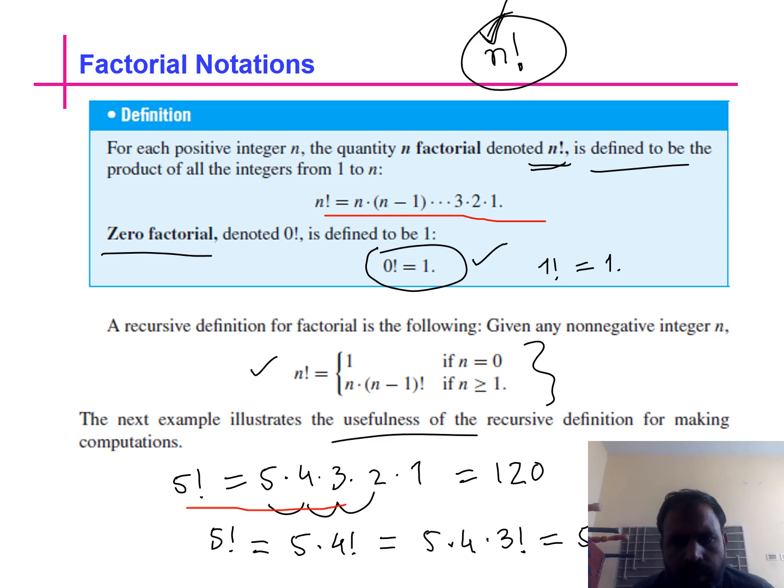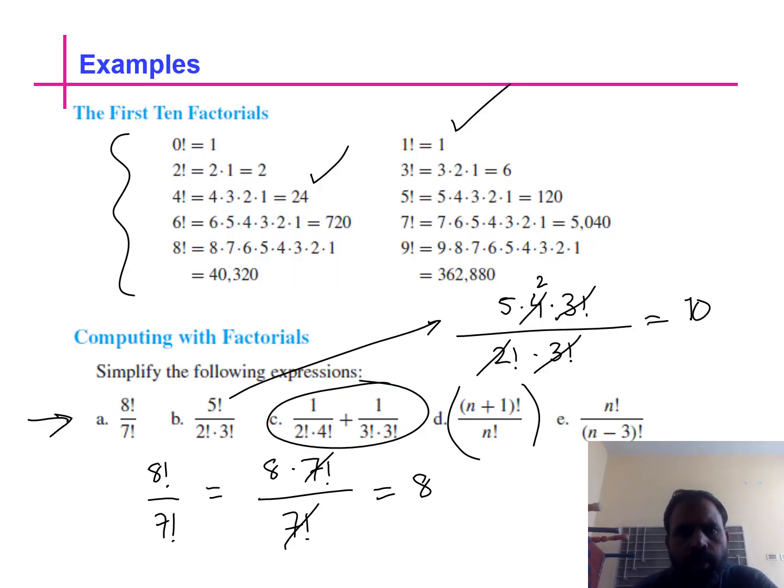For example, if we say 5 factorial, then it means 5, 4, 3, 2, 1. Similarly, we can also say that 5 factorial is equal to 5 dot 4 factorial, and 4 factorial is equal to 4, 3, 2, 1. Here is the example of the first 10 factorials. 0 factorial is 1, 1 factorial is 1, 2 factorial, 3, 4, and 5 factorial.